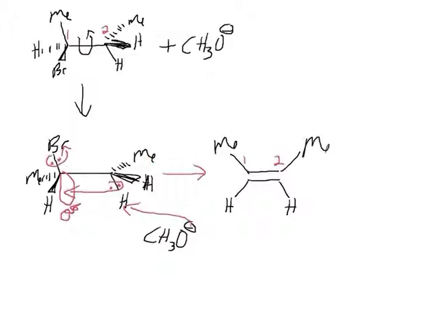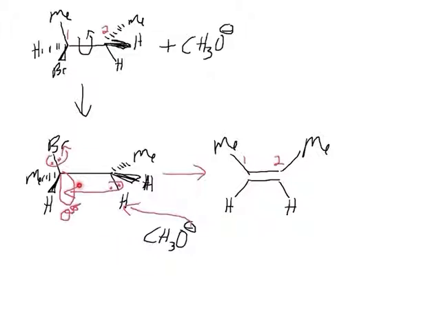So I just think it's easier to get these things lined up, not wedged or hashed, because when you draw your alkene, then it's easier to see what's cis to each other in the alkene. That's why I like to do it. You don't have to do it this way. This is just the way I like to do it.